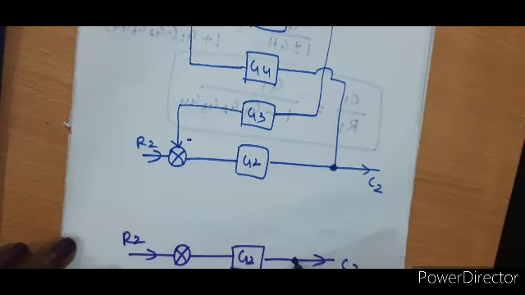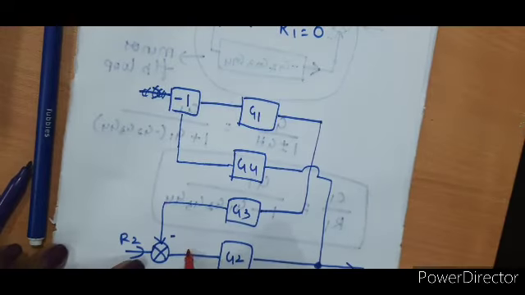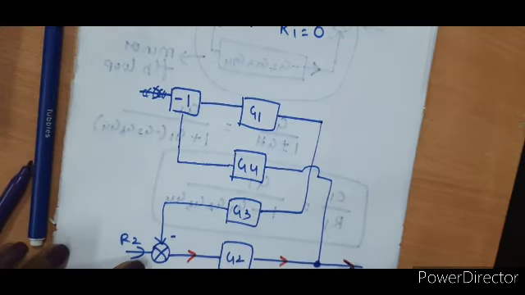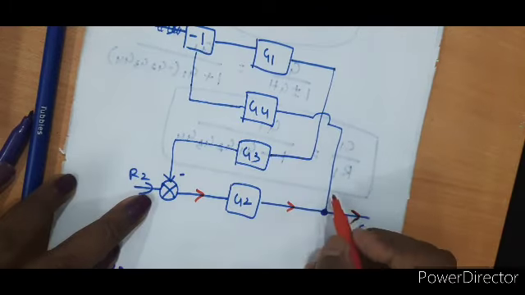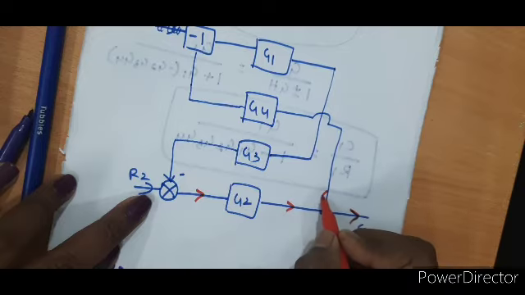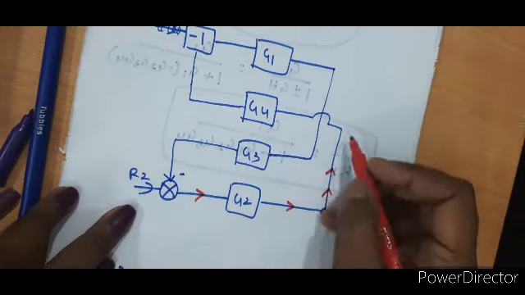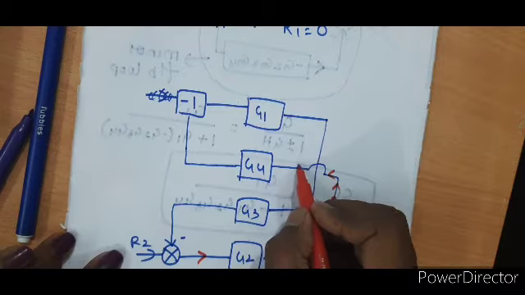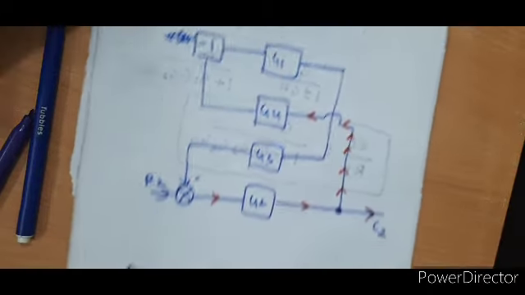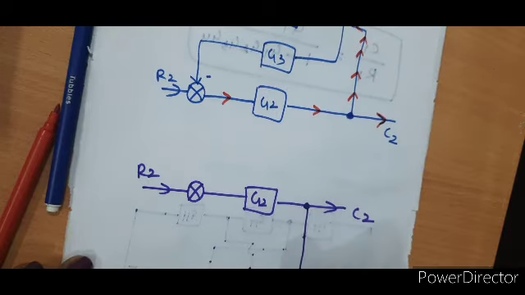Now from this I am going to track the output. The input is coming like this, and one output I have taken at C2. This line I finished here. Now trace the path. From G2 it is going like this. G2 is the block in the forward path. Now we have to find out which blocks are in the feedback loop. So track your path here. The first block you get is G4, so let me write that. While tracking, my first block is G4.